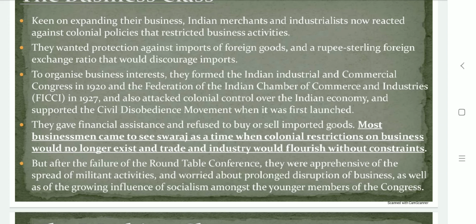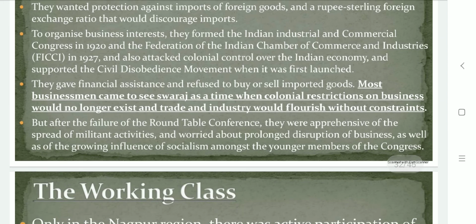But after the failure of the second Round Table Conference, they were very apprehensive of the spread of militant activities, and they were worried about prolonged disruption of business as well as the growing influence of socialism among the younger members of the Congress. That is why the business class was not willing to participate in the second phase of the civil disobedience movement.